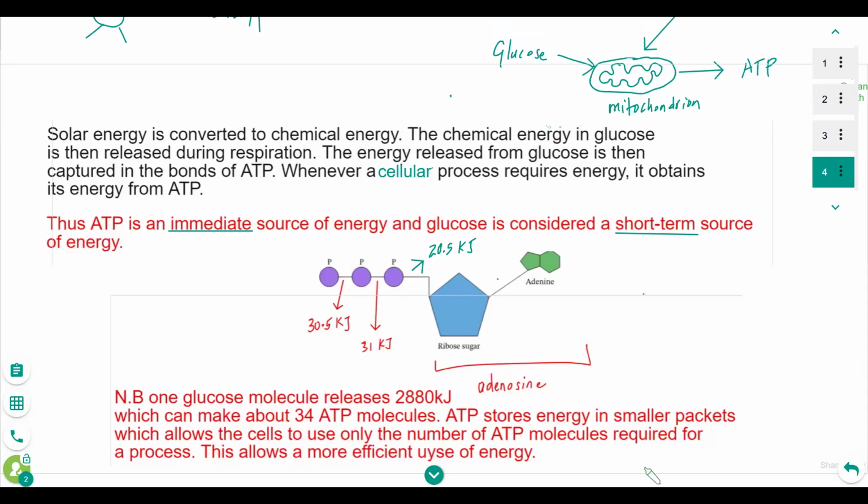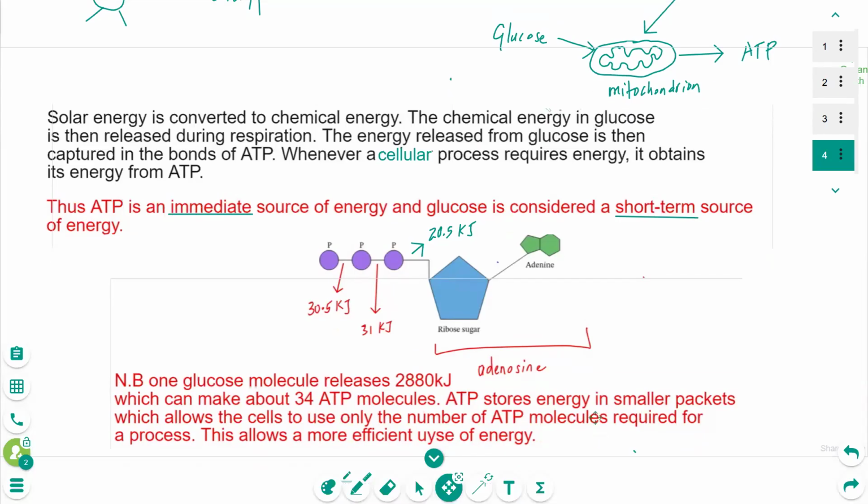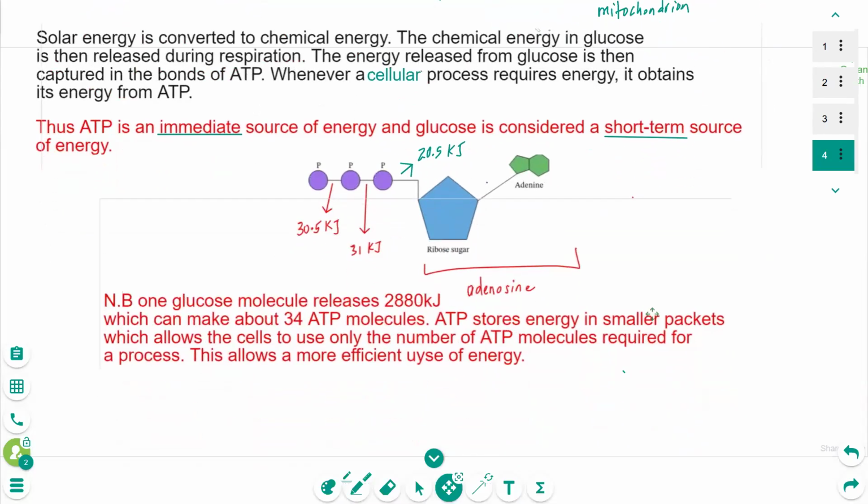Now, the good thing about ATP is that it stores the energy in smaller packets. You can use the entire molecule of ATP, or you could literally just break one bond. So if you have a process that only requires like 28 kilojoules of energy, you can break just one bond of the ATP and you get roughly that 28.